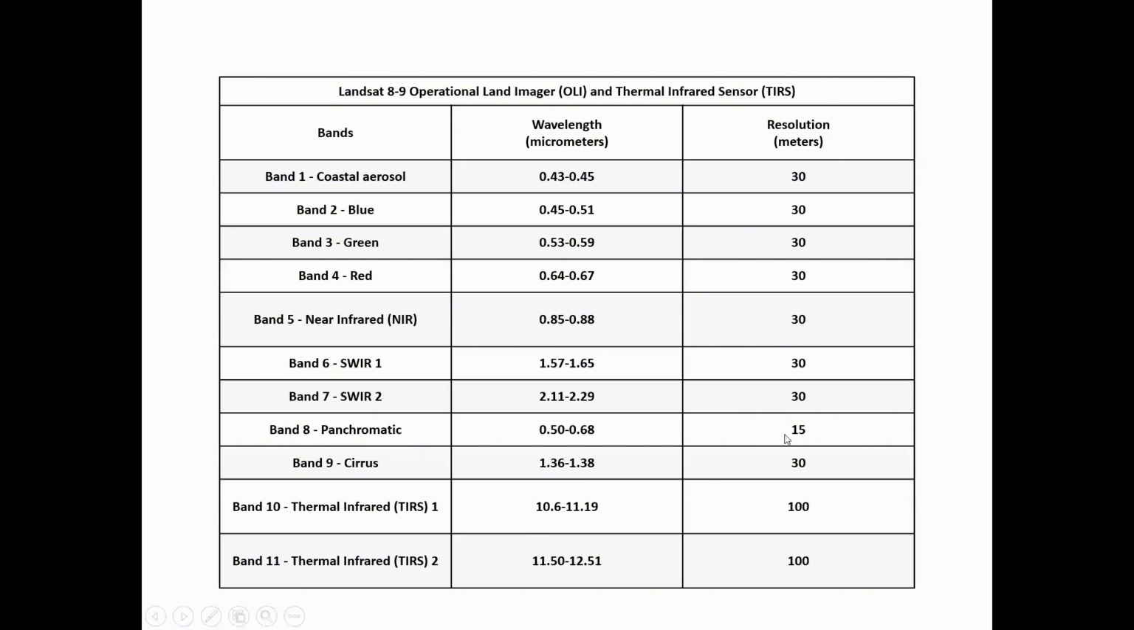Bands 10 and 11 are very important for land surface temperature. If you are working with a Landsat image and you want to extract the land surface temperature, you definitely use band 10 and band 11. Basically, you use band 10 for the extraction of the land surface temperature. So this is the part of the Landsat.